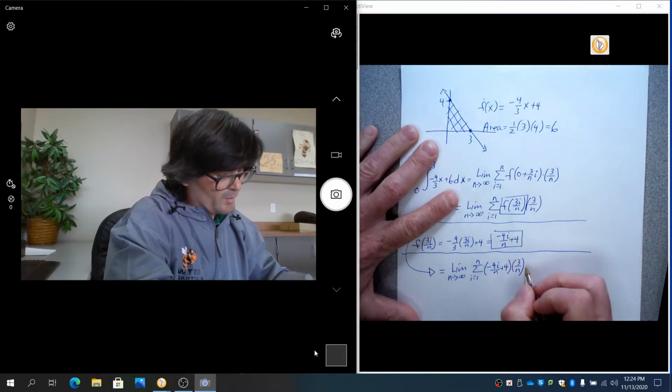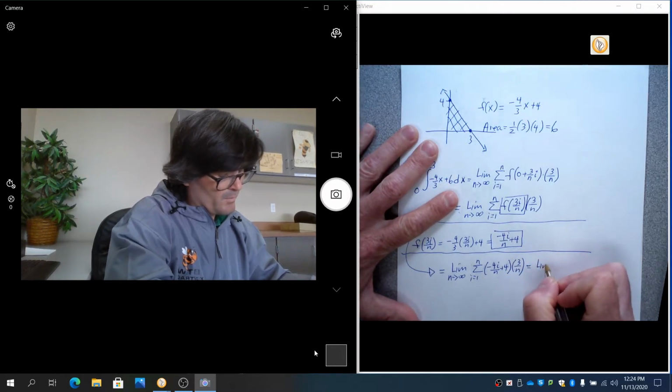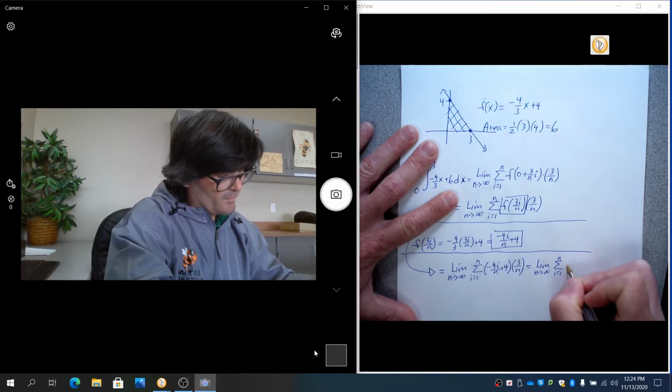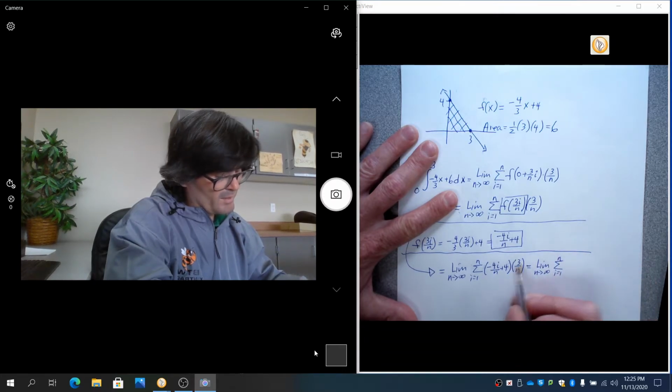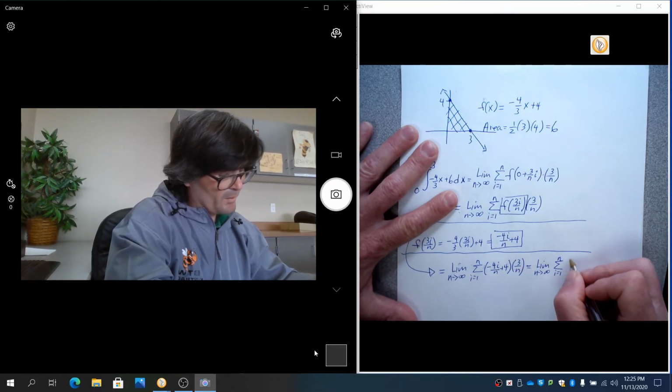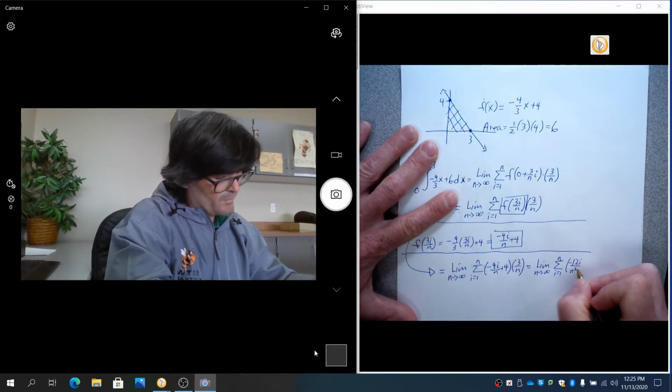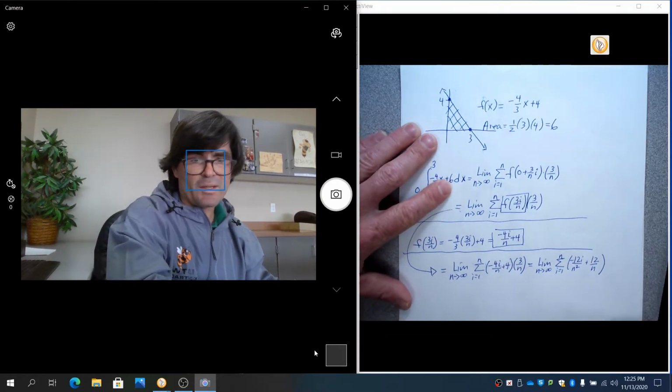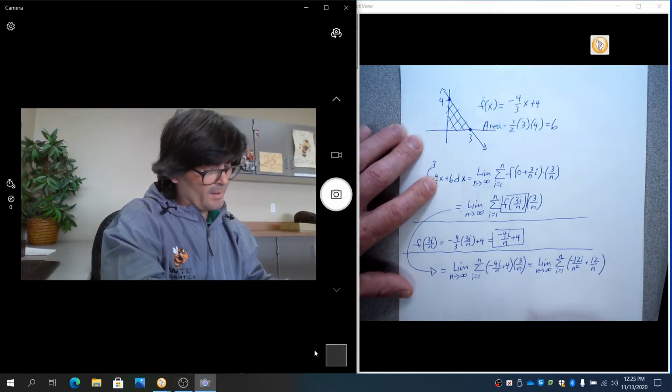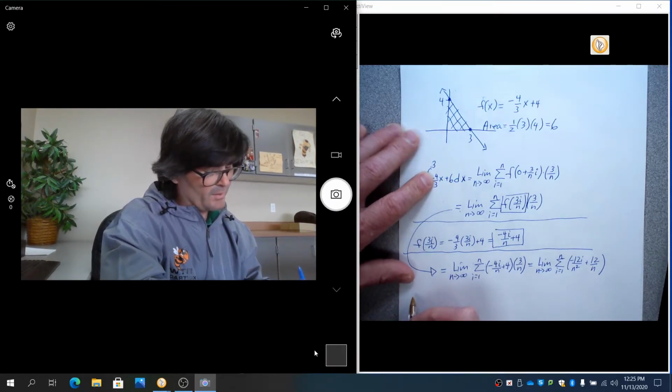We're going to do some algebra here. Limit as n goes to infinity, sigma as i goes from 1 to n. And then we've got 3 over n times minus 4i over n, distributive property, minus 12i over n squared. And then 4 times 3 makes 12 over n. Now we've got to do something with these sigmas. I'm going to break them up, and I'll show you how we deal with them.